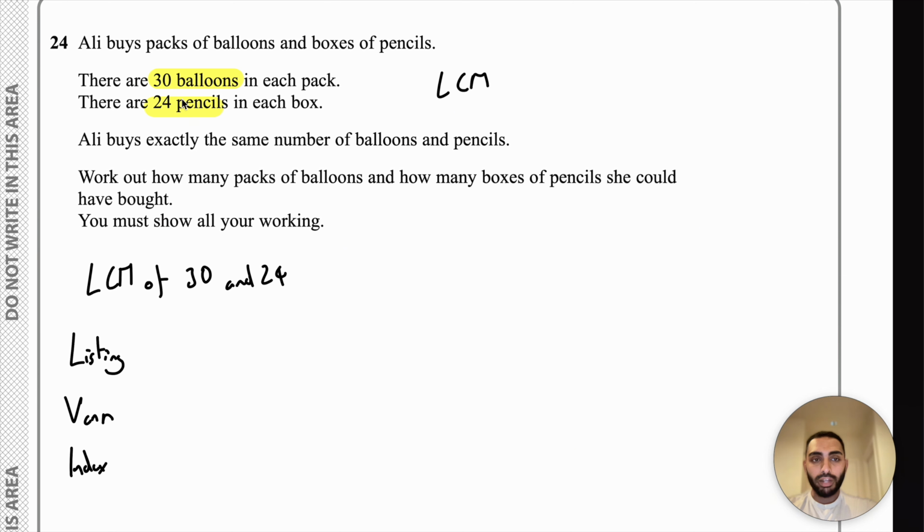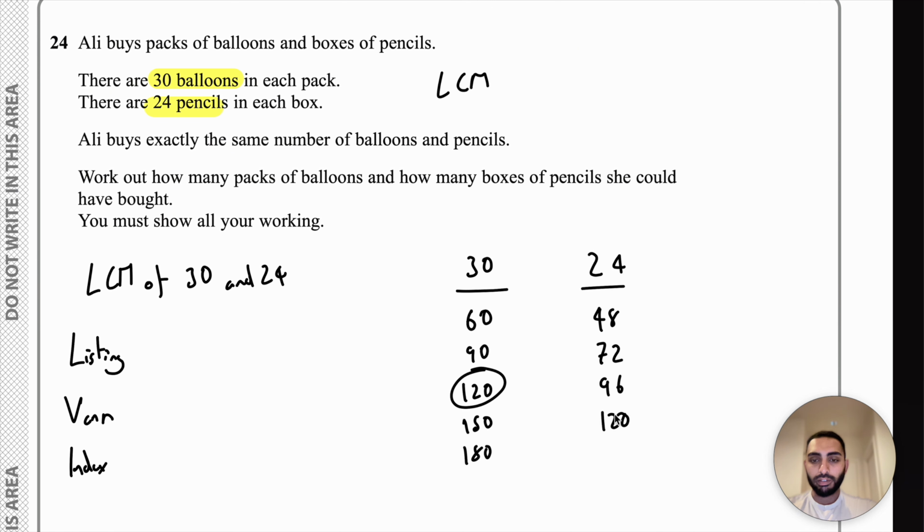So for this one, I'm going to write out my multiples of 30 and 24, and then I'm going to find the smallest one that is in both of the lists. Let's write out the multiples of 30, so that'd be 60, 90, 120, 150, 180. I'm going to write out my multiples of 24 and I'm going to stop whenever I see one of these numbers appear. So 24, 48, 72, 96 and 120. And you can see the smallest number in both of those lists is 120.